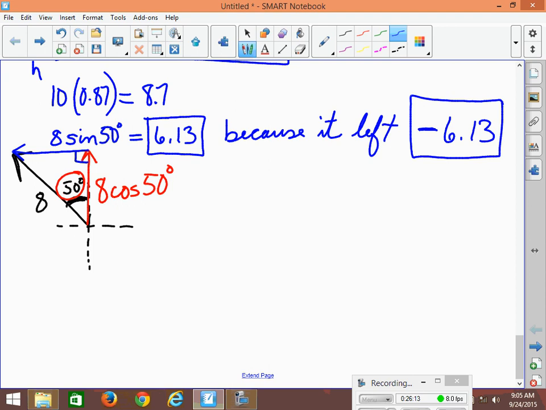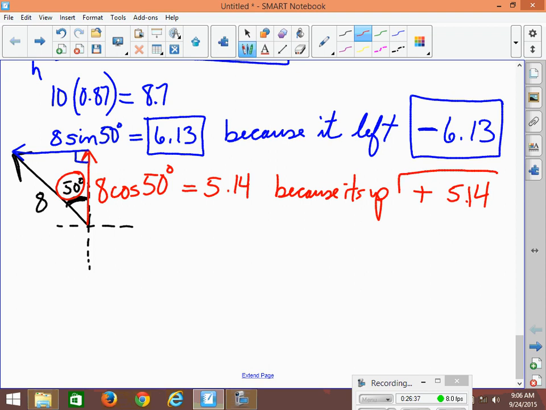Now the other one, 8 cos 50, if somebody could figure out what 8 cos 50 is, what is it? 5.14. And of course, in this case, it would stay positive because it's up. Because it's up, it would remain positive 5.14. So this is the y component of the vector, and this is the x component.